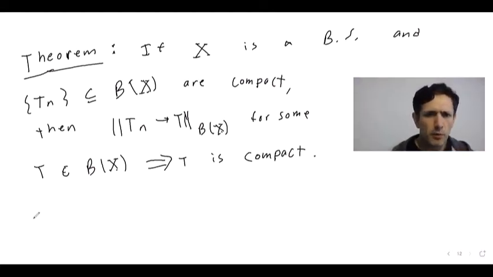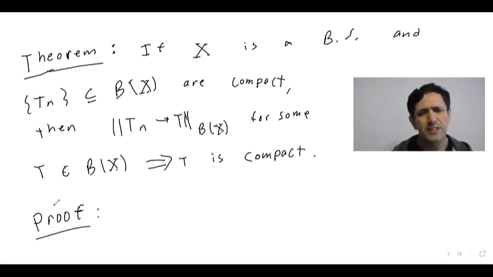All right, so what's the proof? Well, the proof isn't too hard. It's the diagonalization procedure, kind of like we did for Banach-Alaoglu. It's actually very similar to the proof of the Banach-Alaoglu theorem.